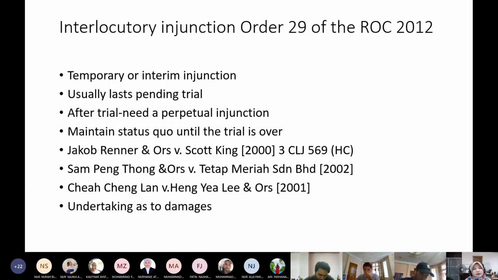All right, interlocutory injunction. Let's have a look at Order 29 of the Rules of Court 2012. Order 29 is in your Rules of Court. Have a look at your Order 29. Shall we look at it together? Do you have it with you? Or has your Rules of Court gone somewhere, given to your brother-in-law or nephew?